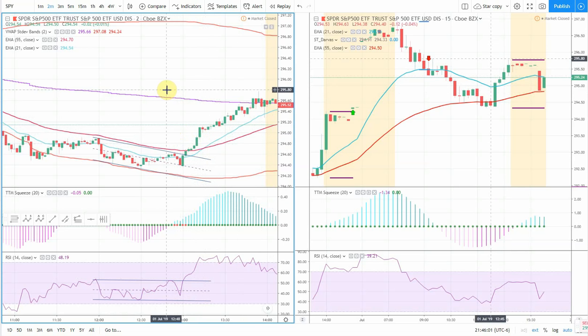So that was our S&P Spiders ETF counter trend trade.